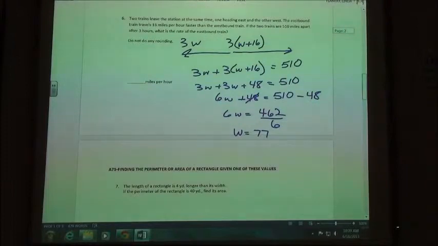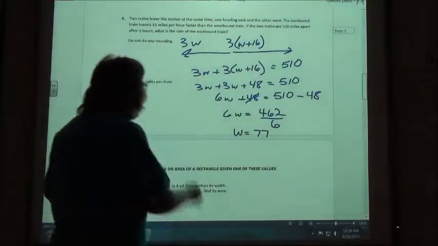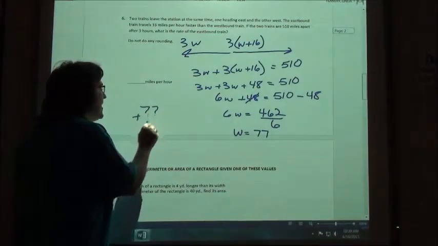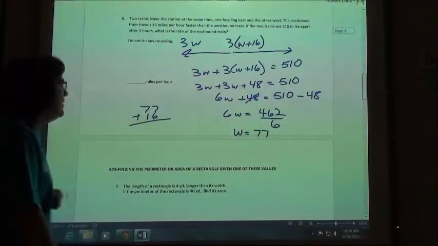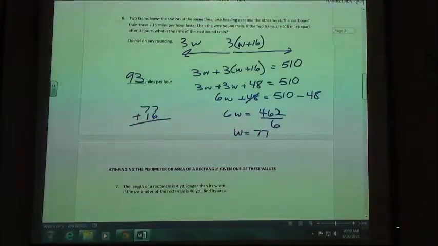The question asks, what is the rate of the eastbound train, right? So I found the westbound train, I've got to find the eastbound train. We knew that one was going 16 miles an hour faster, so I've got to add my 16 to that, and I would get 93 miles an hour. So watch for that. A lot of times on these ones, you'll solve it for one thing and have to put in some other answer, so just pay attention to that.